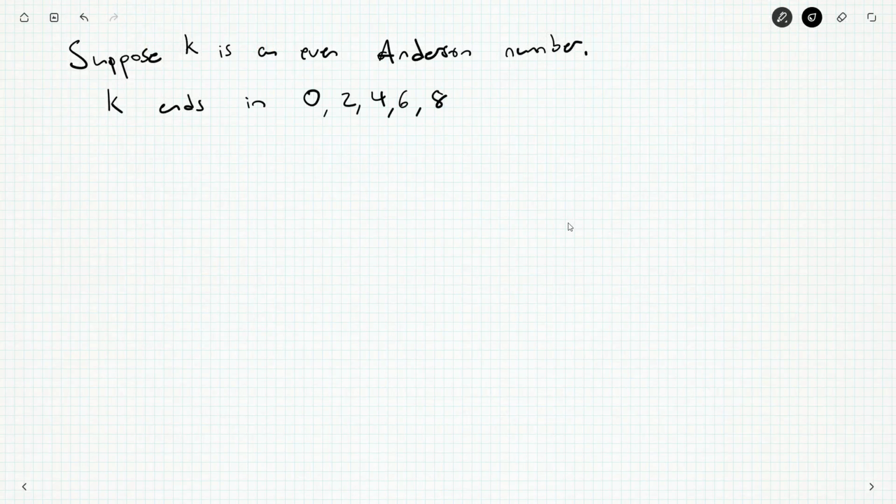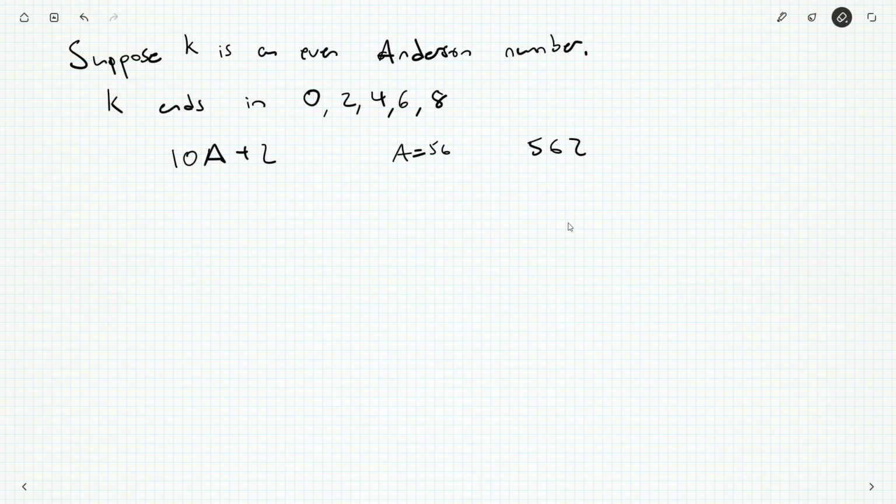I know it says k has to be a positive number, but k equals 0 is clearly an Anderson number, but it's not going to affect the sum. So that was what I was worried about. Anyway, so k has to end in one of these. So k sort of looks like some other stuff. So k looks something like this, for example, and a can be just whatever we want. If it's 56, we're looking at the number 562. The point is we have the units digit sort of singled out.